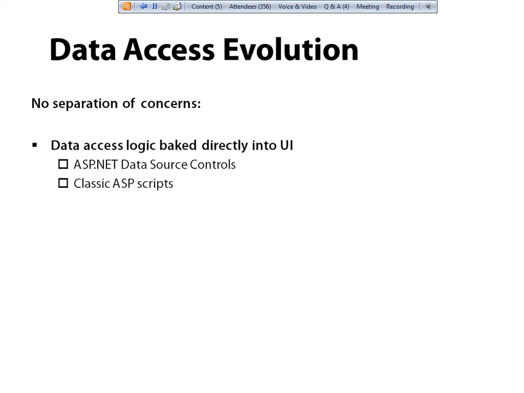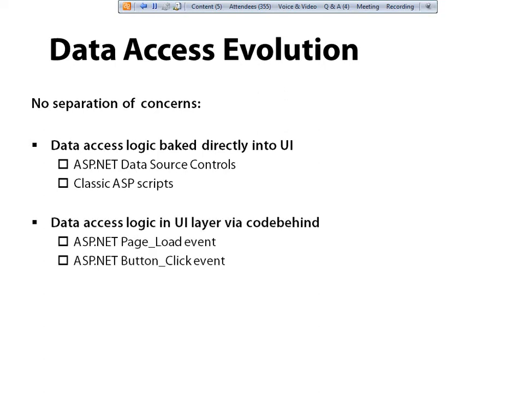So maybe you're using an ASP.NET data source control that came out in 2005. If you're going all the way back to classic ASP scripting, you've got your record sets and your HTML all mingled together in the same script. You might be doing it with the code behind, but that's still in the UI layer. So in your page load, you might be newing up an ADO.NET data connection or calling out to Entity Framework. In your button click, you might be doing the same thing and saving it.